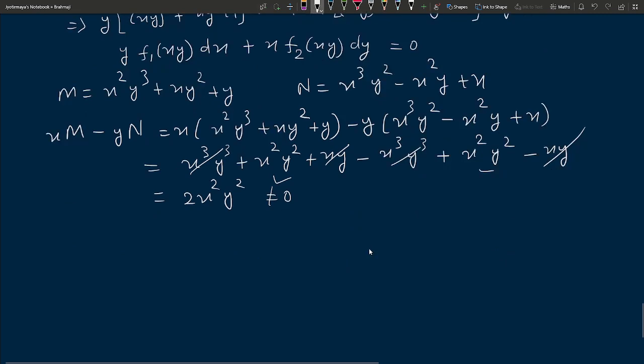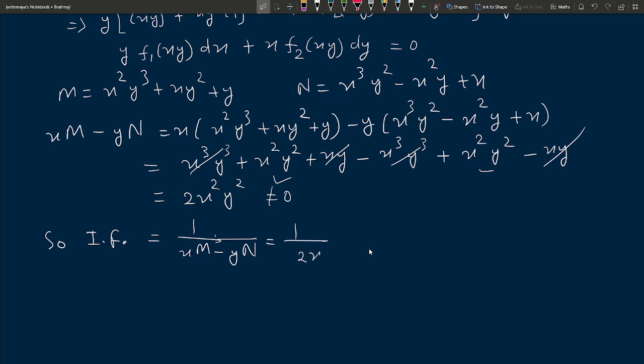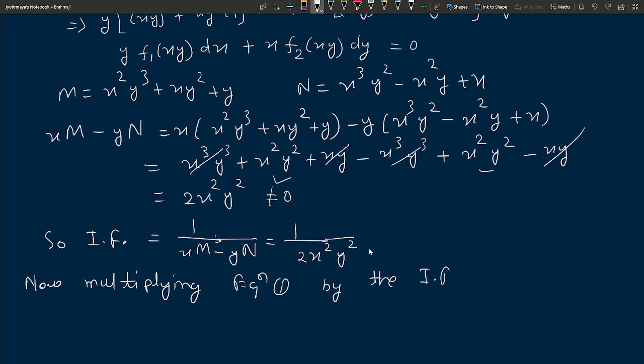Now what is the integrating factor? The integrating factor is equal to 1 by x into m minus y into n. This is equal to 1 by 2x square y square. This is your integrating factor. Now your job is to multiply this integrating factor with equation 1. So write now, multiplying equation 1 by the integrating factor.